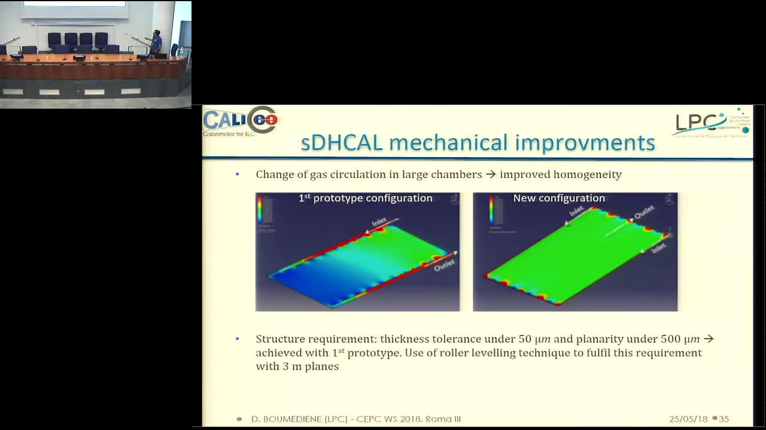So one of the improvements related to this large size of the chambers is the way the gas is circulated in the RPC chambers. This is the old way to do it, leading to some inhomogeneities. This is how it will be done with the new chambers. And also the production of large-scale planes for these 3 meters RPCs fulfilling the planarity requirement was demonstrated.